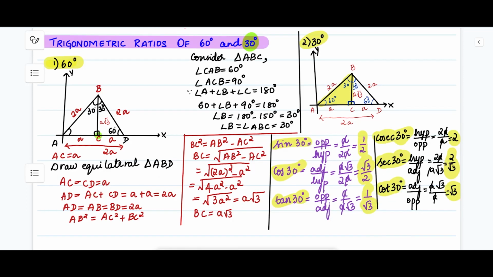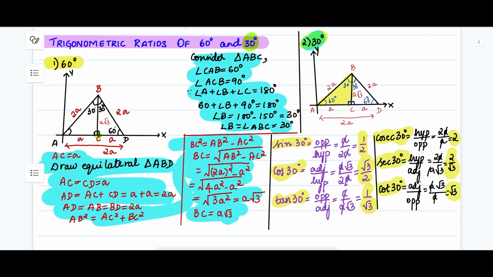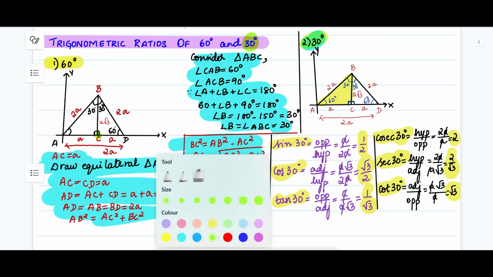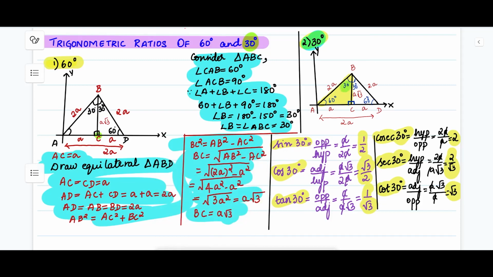So in order to derive the trigonometric functions of the angle 30 degrees, all these steps must be followed in order to come down to these conclusions. That is, the side AC is A, the side AB is 2A, the side BC is A root 3, and then finally when it comes to our angle theta, instead of considering our angle 60 degrees here, we have to consider our angle 30 degrees, which is here, and then use the definitions of the trigonometric functions and find the values.